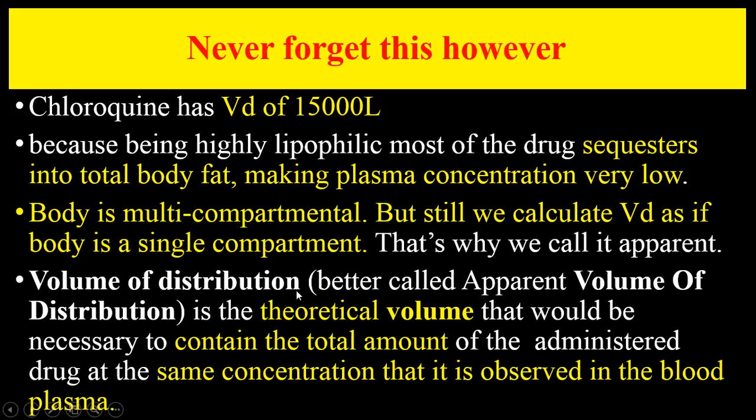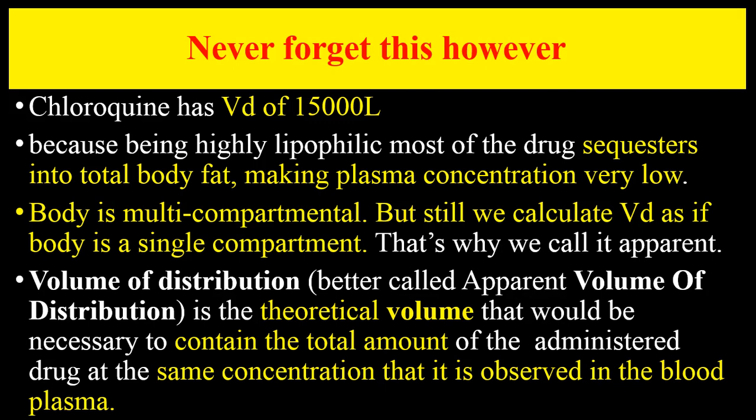So volume of distribution, also known as apparent volume of distribution, is the theoretical volume that would be necessary to contain the total amount of administered drug at the same concentration that is observed in the blood plasma. And clearance also, we calculate it from the volume of distribution, that's why it becomes apparent, because the body clears it not only from the plasma, but there is a dynamic relationship with the concentration in the other body fluids as well. I think you have understood it right now.